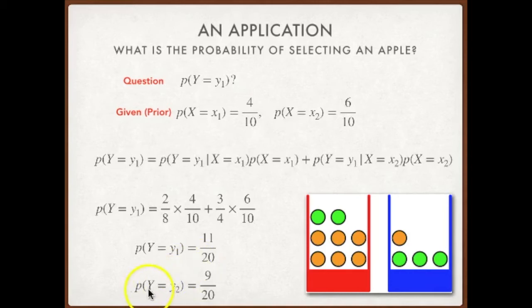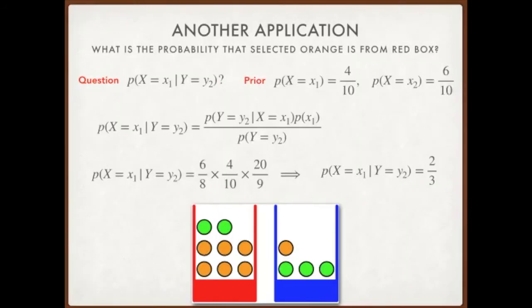Similarly, we can derive the probability of selecting an orange, which will be 9 by 20, and you can do the exercise yourself to verify these numbers. We can also ask questions like, what is the probability of selecting a red box given that we have picked up an orange? Formally, this boils down to asking what is the conditional probability of x equals x1, notice that x1 is our red box, given that y equals y2.